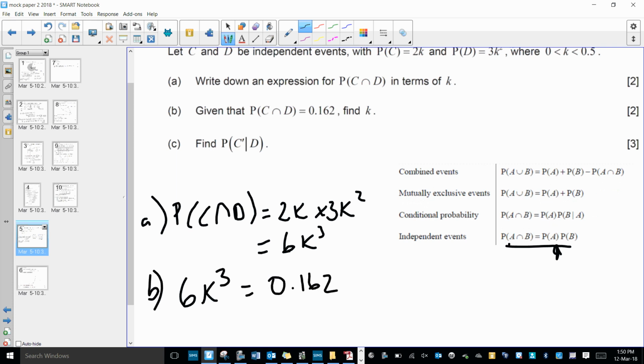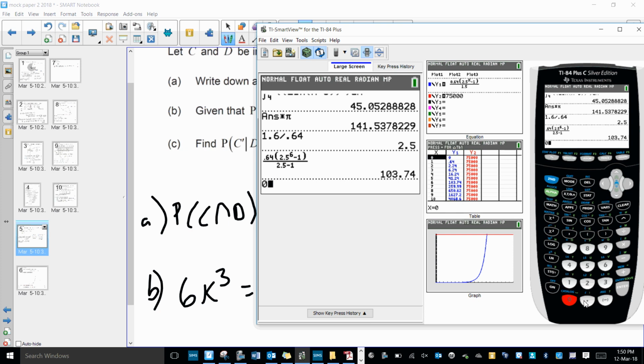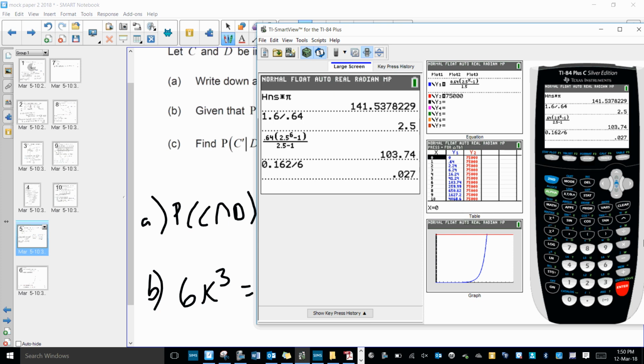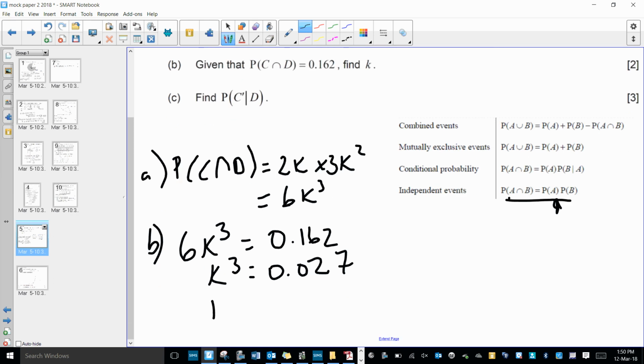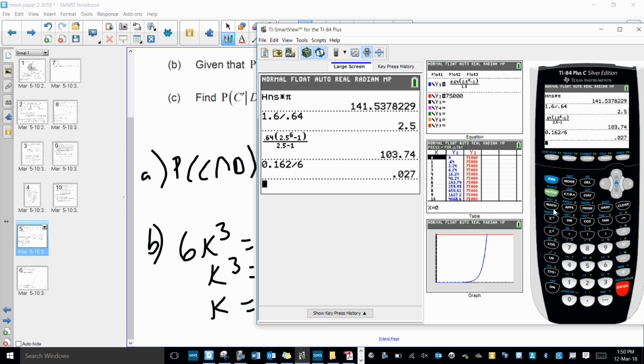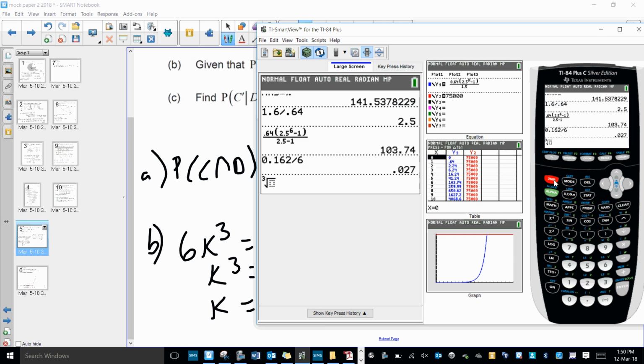0.162 divided by 6 is 0.027, so k cubed equals 0.027, and k is going to be the cube root of that, which is 0.3.